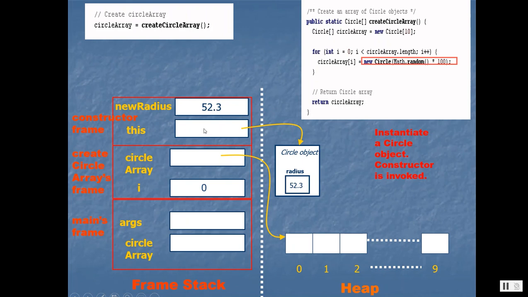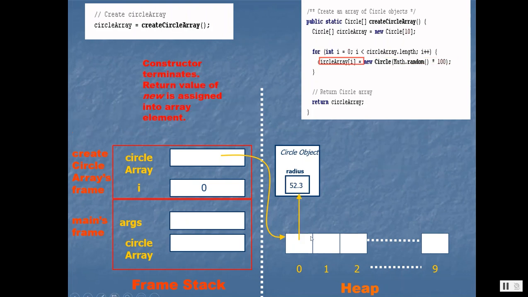That constructor, of course, was invoked with respect to a particular circle object. That object has just been created on the heap by virtue of this new. So here it does its thing. The assignment takes place. And so now element 0, so I at this point was a 0, element 0 is going to be pointing at this new object.